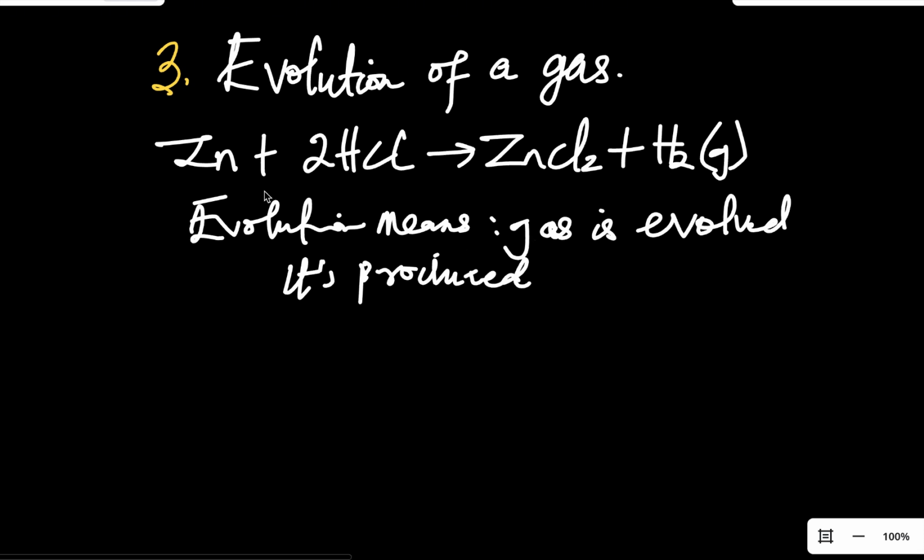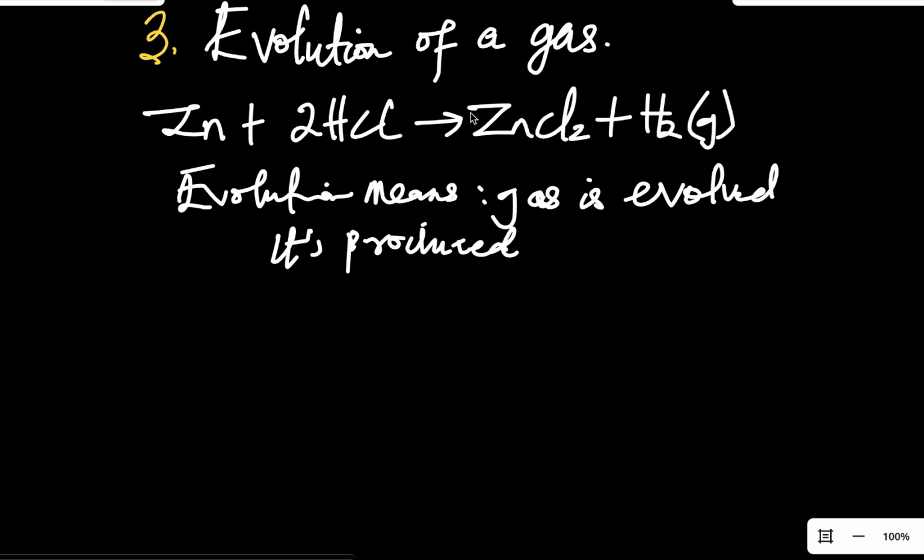Now, zinc reacts with hydrochloric acid to produce zinc chloride and hydrogen. That means hydrogen is the gas in this particular case. This hydrogen gas you're seeing is the gas in this reaction. Hydrogen is evolved. That's what it means. This hydrogen being the gas, it has evolved. That's what evolution of a gas means. I could give you a couple of examples.